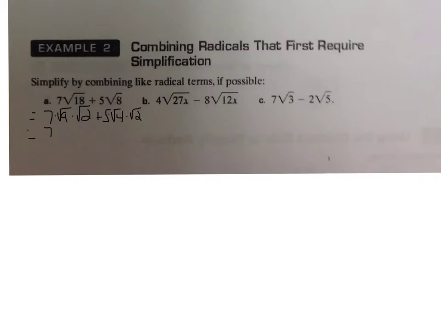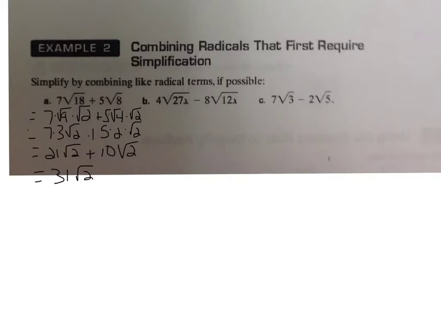And if we take the square root of 9, we get 3, so 7 times 3 times the square root of 2. And 5 times the square root of 4 is 2 times the square root of 2, which makes 21 square root of 2 plus 10 square root of 2. And 21 plus 10 is 31 square root of 2. So we can finally add it in the end. That's our answer.